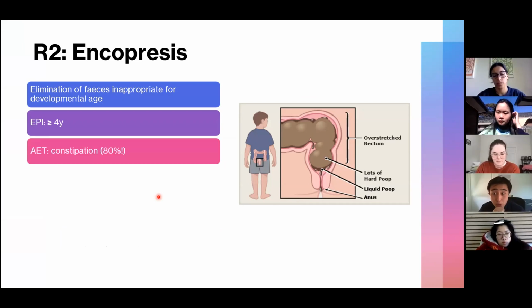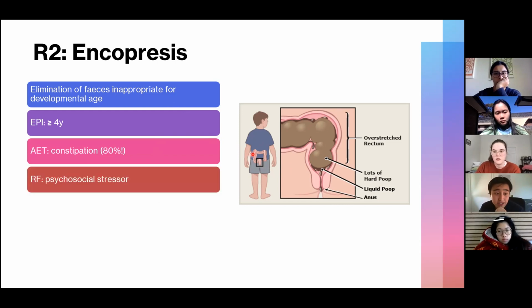The number one cause of encopresis is actually constipation. What happens is, when such a big lump of stool builds up, the rectum becomes so filled up that any further stool that's coming out has no place to stay. So it simply leaks out. As a result, sometimes you get them soiling their pants because they just can't control it. In an exam stem, what I've seen is sometimes they might throw in a psychosocial stressor. I'm talking about a child coming in who's soiling their pants and they've recently started school. That's what I mean by a psychosocial stressor.